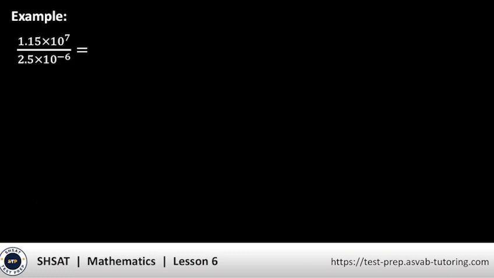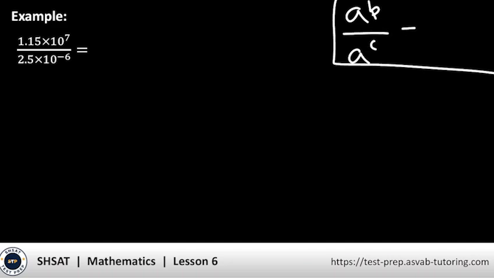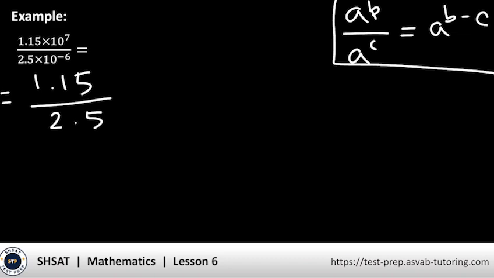Okay, so we have an example here. 1.15 times 10 to the power 7 and 2.5 times 10 to the power minus 6. Before we start this, I would like to give you a recap on one of the indices, which said that if it's a to the power b divided by a to the power c, what we do here is we do a to the power of b minus c. Okay, so now you can write 1.15 divided by 2.5 individually. In the case of 10 to the power 7 over 10 to the power minus 6, you can write 10 to the power 7 minus 6.